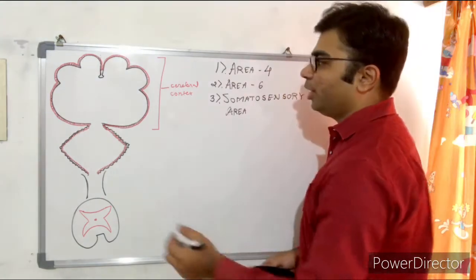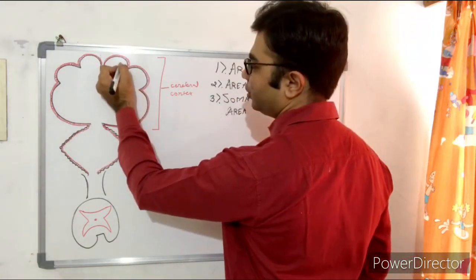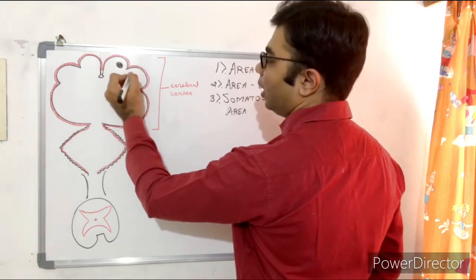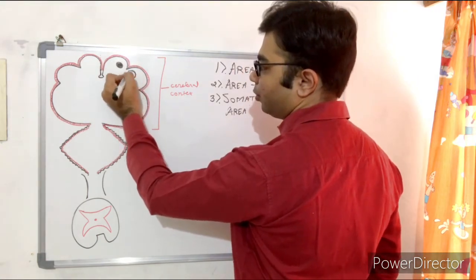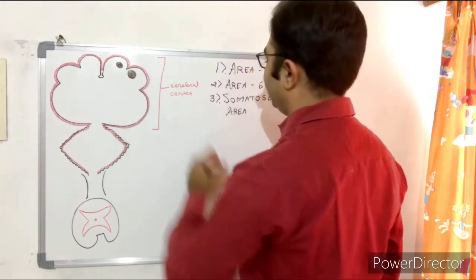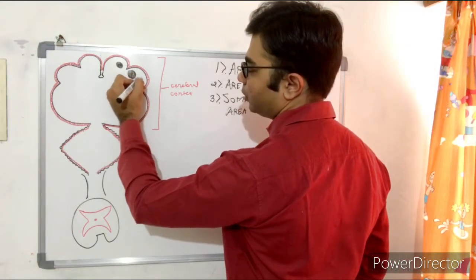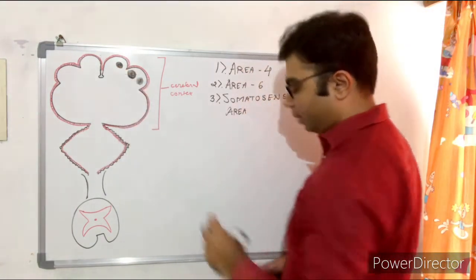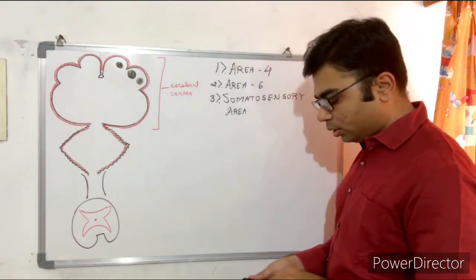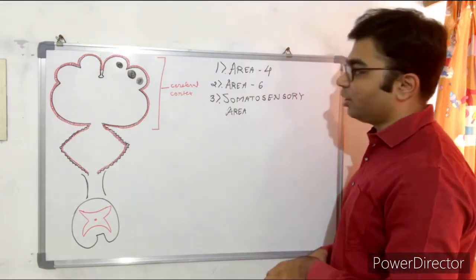Let me draw it over here: suppose this is our area number 6. Here comes the area number 4, and some of the somatosensory area which is located over here. So these are the main 3 areas from which the pyramidal tract originates.